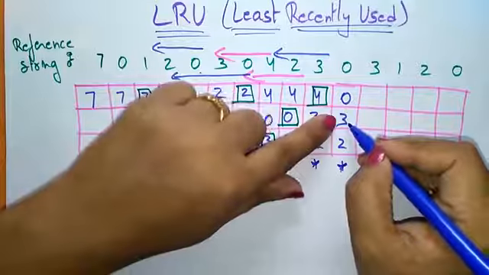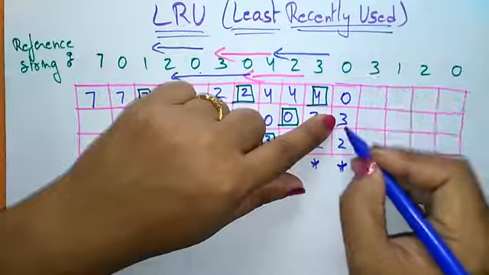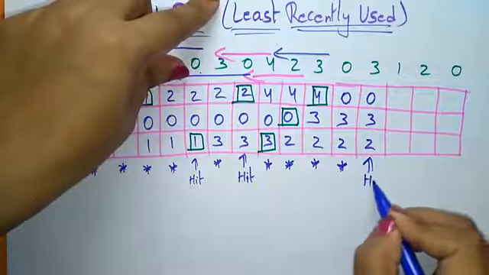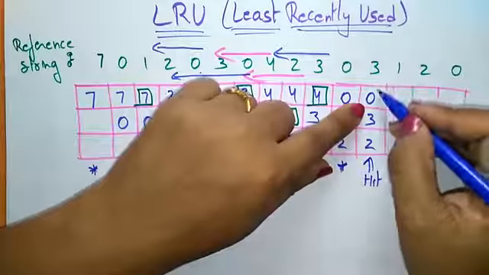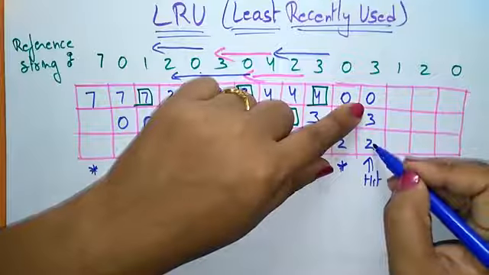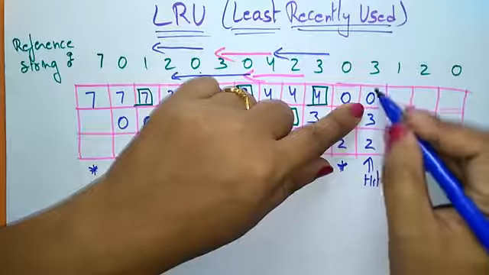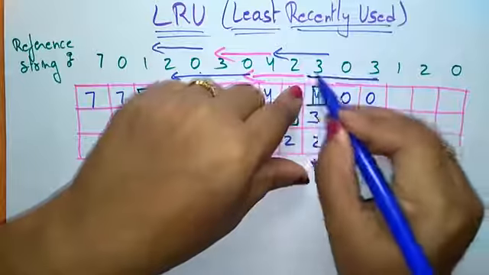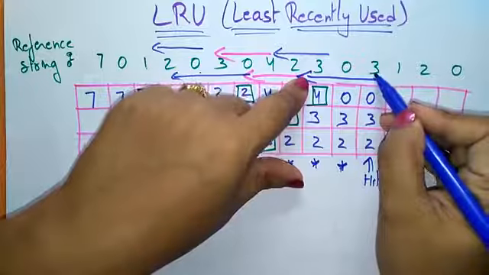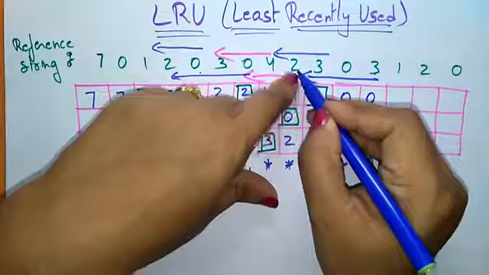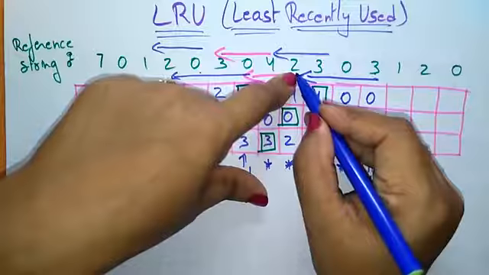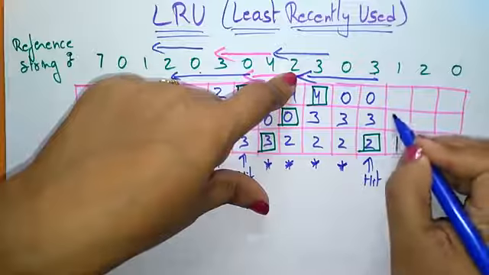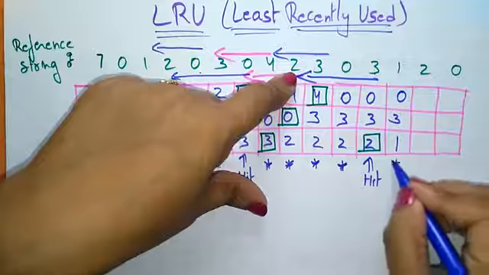Now the demand is for page 3. 3 is already present in the RAM. So write as it is. So this is a hit. Next 1. So 1 is not present in the frame, the main memory. So I have to replace a page because there is no space here. Which page do I have to replace? Check which is the most recently used. 3 is the most, then 0, 3 and 2. So 2 is the least recently used. So in place of 2, I have to replace with 1, 3, 0. So this is also a page fault.